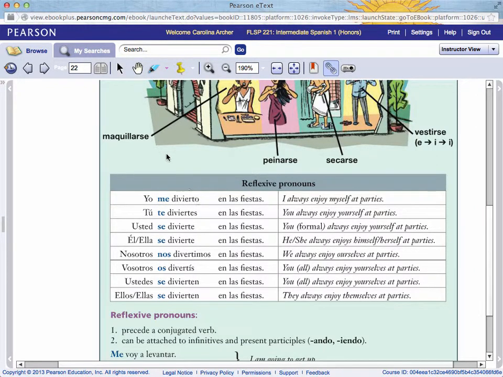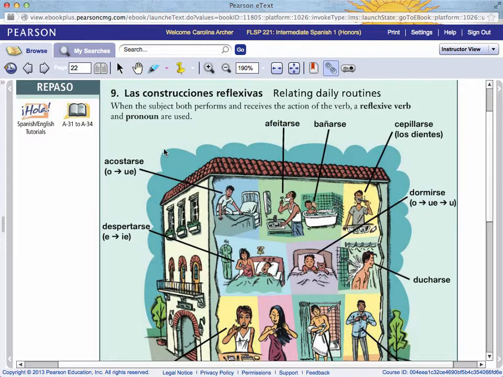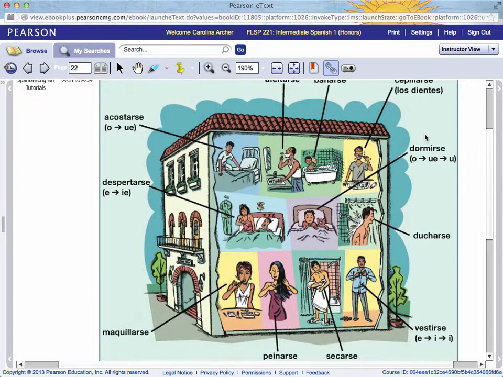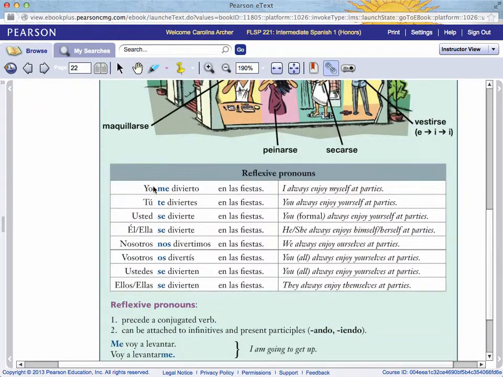Me divierto. Okay, so divertirse would be the infinitive, but when you conjugate the verb, you're going to say me divierto. Or let's use one here. Cepillarse los dientes. Cepillarse. You're going to say yo me cepillo los dientes. Tú te cepillas los dientes.